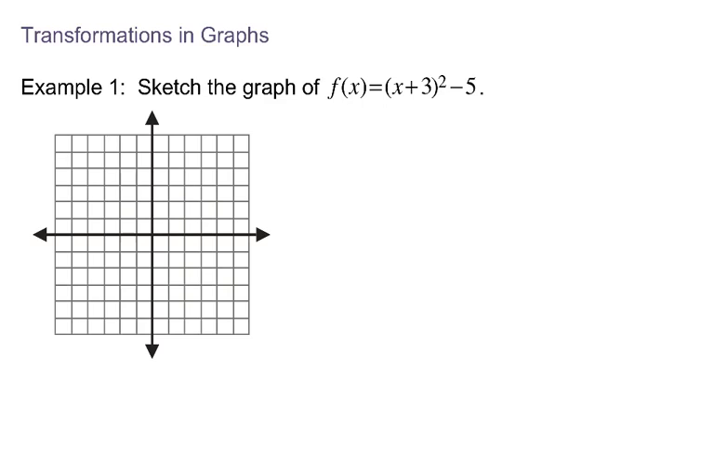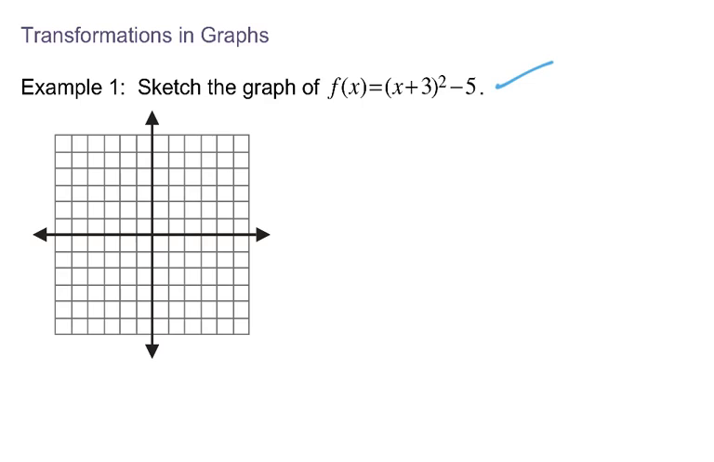And we're going to talk briefly about what the graph should look like and how you can sketch it really fast, so with a minimum of effort, not plotting 1,000 points. So let's jump in with this one. Sketch the graph of f of x equal (x plus 3) squared minus 5.